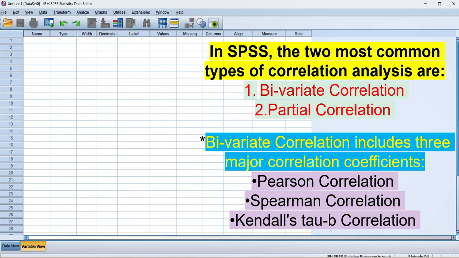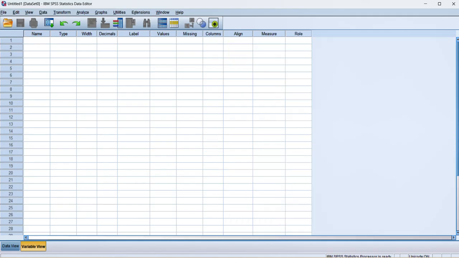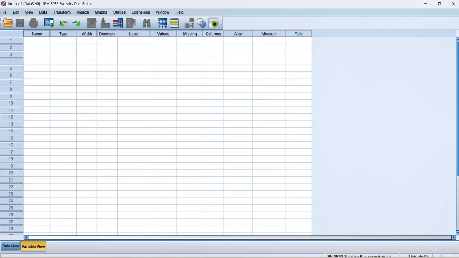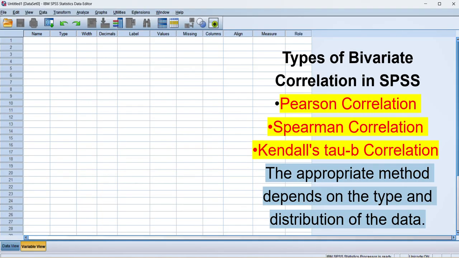SPSS provides mainly two basic forms of correlation: bivariate correlation and partial correlation. Now, bivariate correlation. Bivariate correlation is a statistical technique used to measure the strength and the direction of relationship between two variables. The term bivariate indicates two variables. Bi means two, variate means variable. There are three types of bivariate correlations in SPSS. We will discuss one by one. Pearson correlation, Spearman correlation, and Kendall tau B correlation are the three types of bivariate correlation in SPSS.